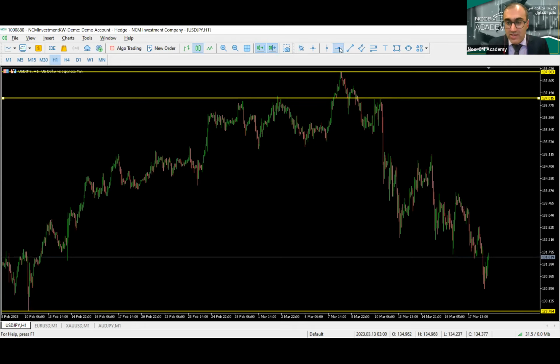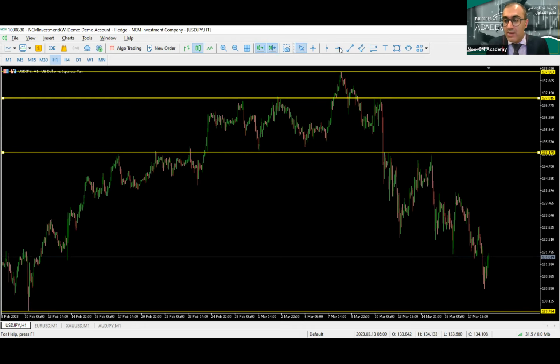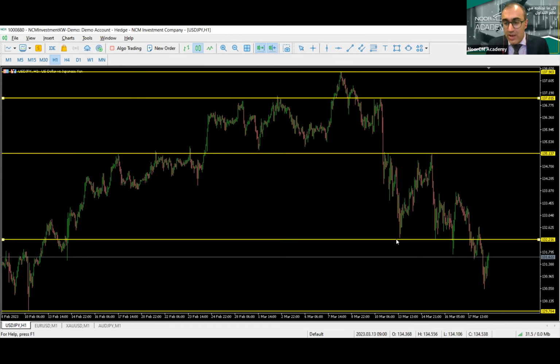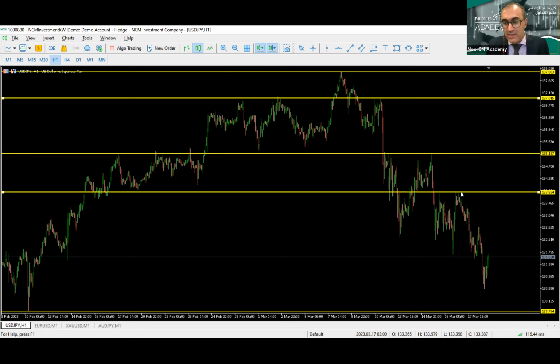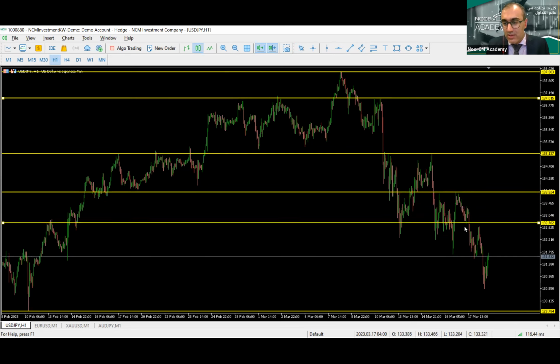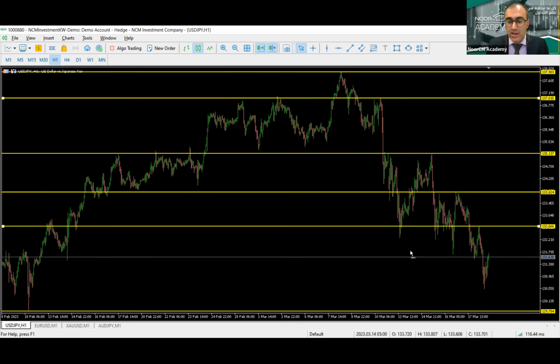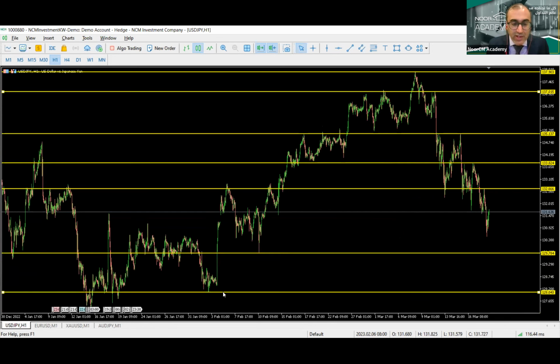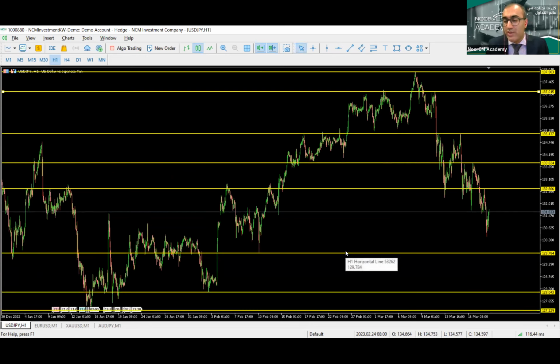So you've got a resistance here as well. There can be multiple resistances. Okay, you have resistance here as well, and a resistance here as well. Now, do we have more support levels? Do we have any support? We can say yes, we've got a support here, and we've got a support here. So these are considered as areas of reversals.